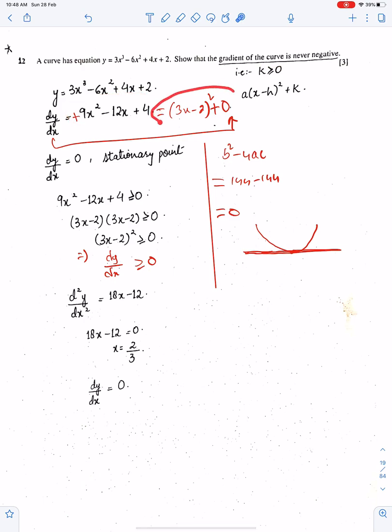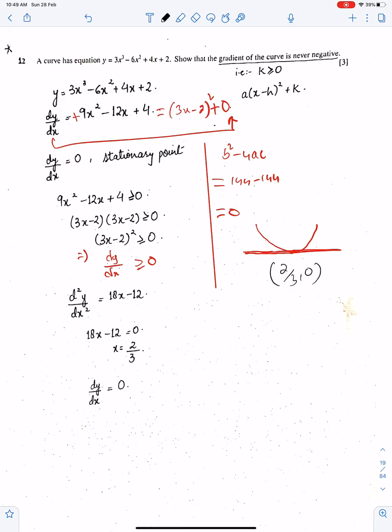Now get its completed the square form. This is the quadratic equation, so get its completed the square form. When you get the completed the square form of this quadratic equation of the gradient, you'll get this thing. If you observe this form, you'll see that the vertical coordinate of the turning point is 0, meaning this gradient has a minimum value of 0. So this gradient can never be negative. This is the minimum value of this quantity. Why am I saying minimum? Because this curve has a minimum point. The coordinates of the turning point are 2/3 and 0.